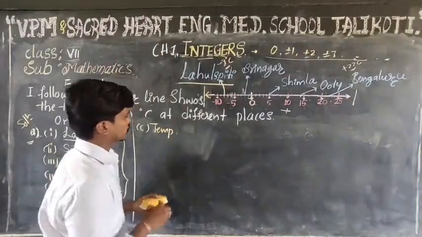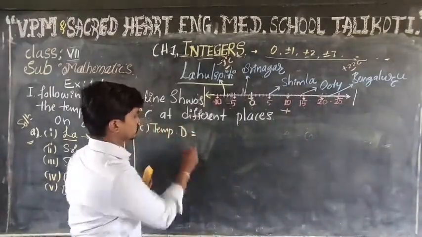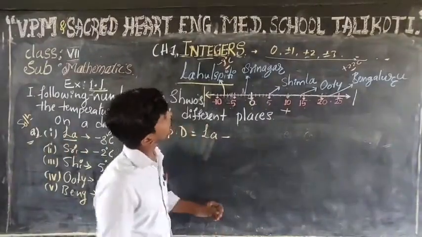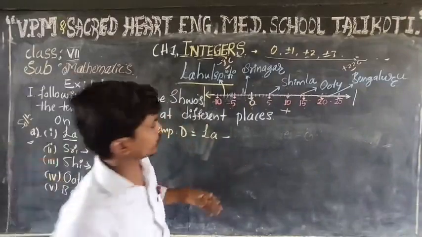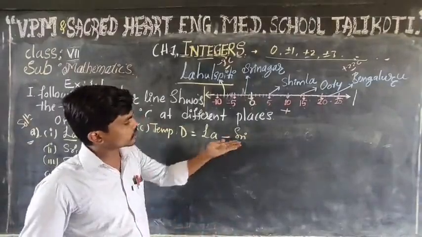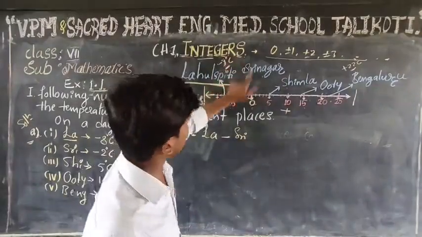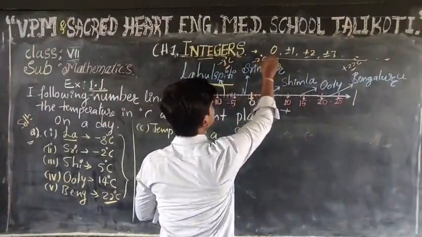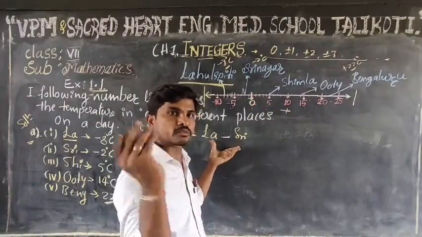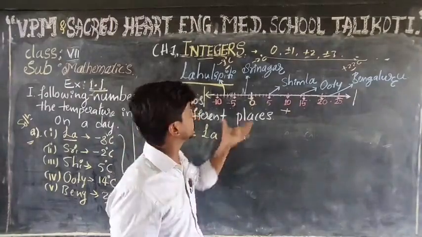Temperature difference. I will mention this much only because I want to go there only. Which places? Lahaul Spiti minus, and the other one is Srinagar. Students, observe the temperatures of Lahaul Spiti and Srinagar. Lahaul Spiti's temperature is minus 8 degrees Celsius and Srinagar's temperature is minus 2 degrees Celsius. We want to find the temperature difference between these two places.